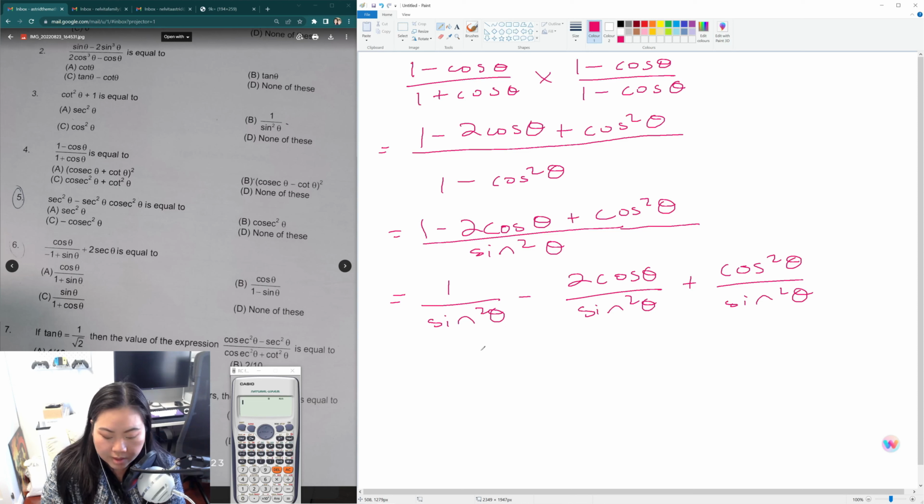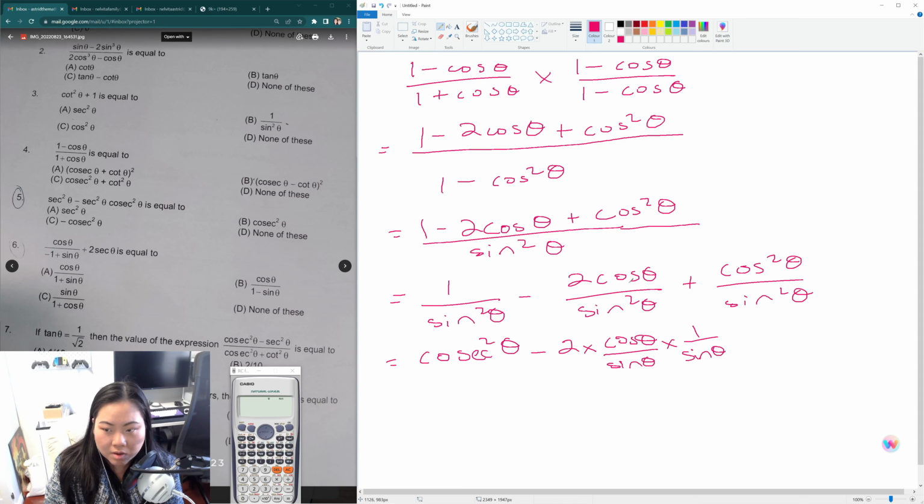Okay. Now, why did I split them up? Because 1 over sine squared theta is cosec squared theta, right? And it's one of the terms in our answer, cosec squared theta. This one, I'm going to split it even further for a reason. One moment and it'll all be clear. So I'm gonna split it like this.